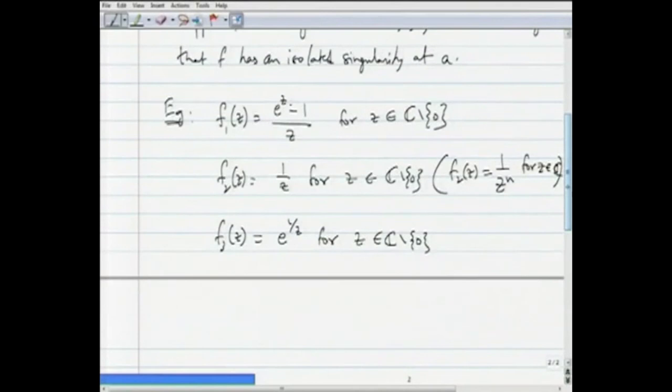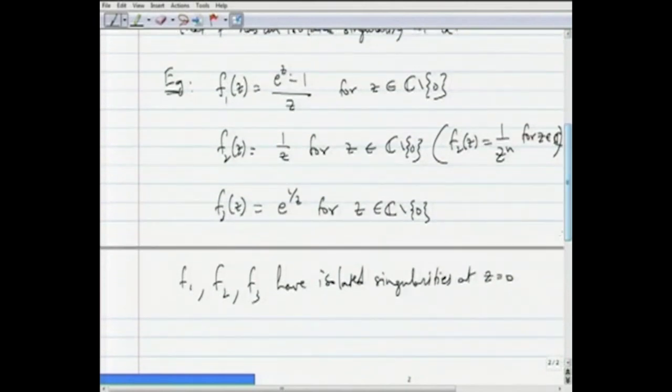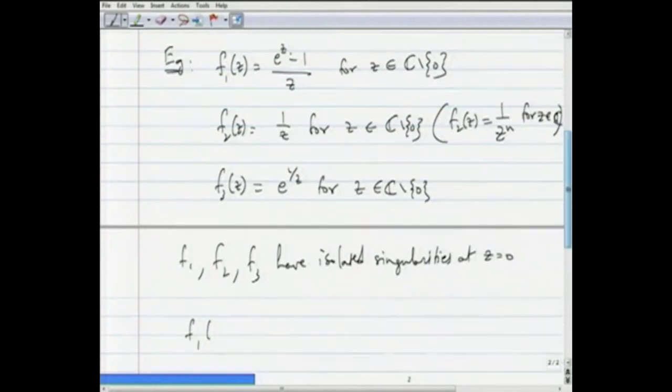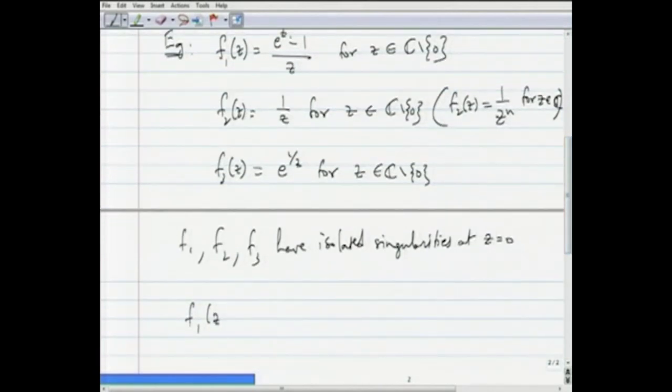So, all these have singularities at the point 0. Okay. So, f 1, f 2, f 3 have isolated singularities at 0, at z equals 0. Okay. And these are three different kinds of isolated singularities, as we will see. F 1 could be redefined as follows. Let us redefine f 1 as f 1 of z is whatever it is given to be, (e power z minus 1) by z for z not equal to 0, and let us define it to be 1 for z equals 0.